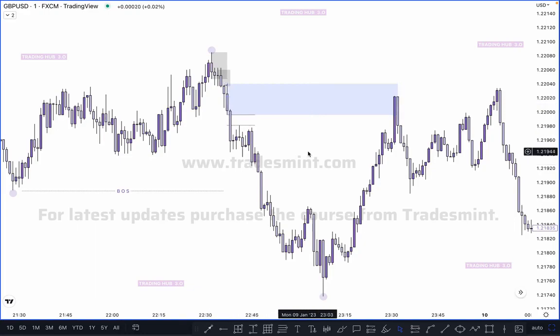Because we are learning about how we can identify order blocks, this is not all about entry. This is just an explanation, all about identification of order blocks. So this one is our first order block for the sell, and the next order block.